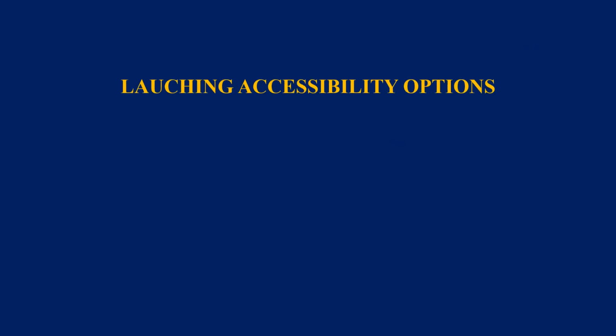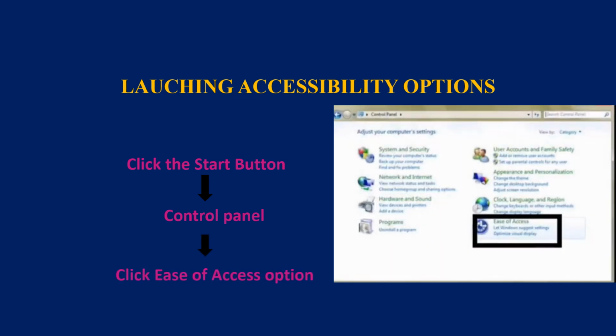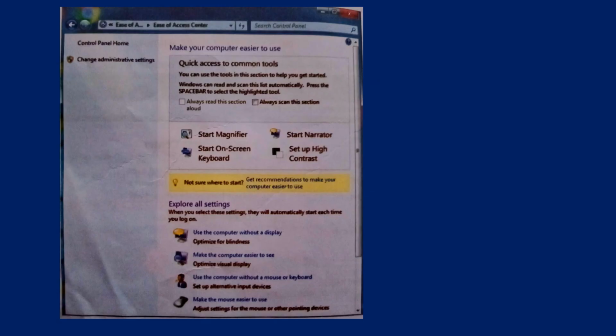Students, now we are going to see how to launch or activate these accessibility options in the Windows operating system. First, click the Start button, select Control Panel, and last click the Ease of Access option. You can see on the screen the Ease of Access option is there. Using this option, you can change the settings. Once we click the Ease of Access option, a screen will appear showing various options to use the accessibility features.